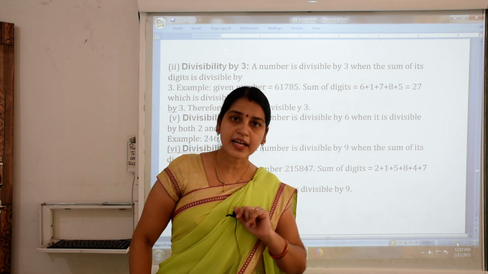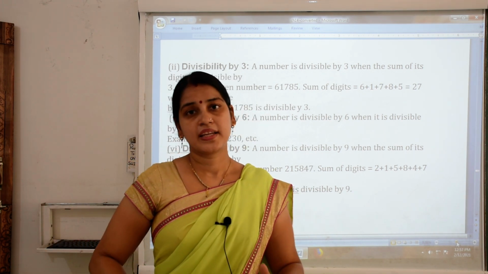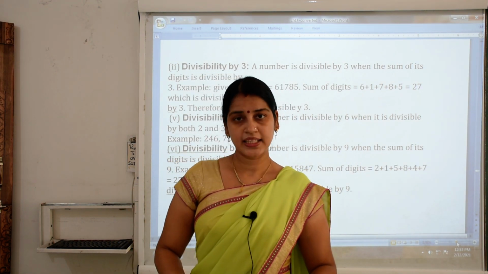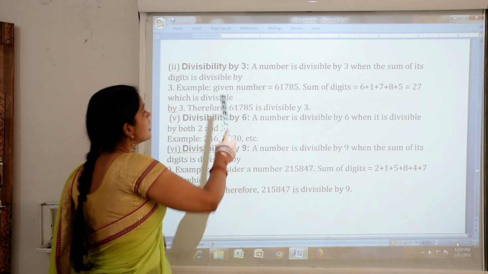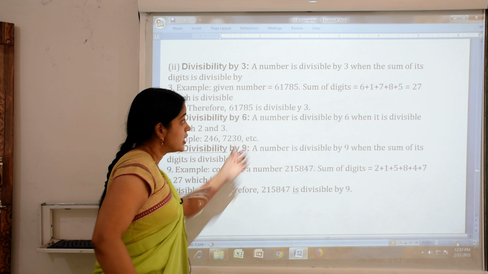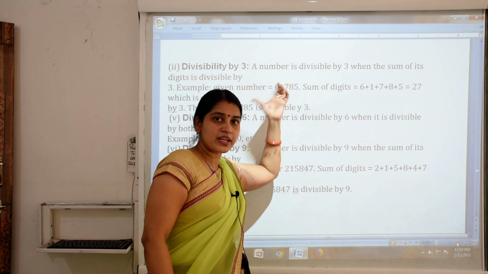अब कोई number 3 से कब divisible होगा? When the sum of the digits is divisible by 3. Let's see by an example. Like you have given here 6, 1, 7, 8, 5. This much long number you have given.